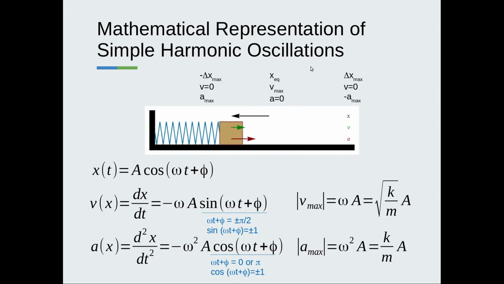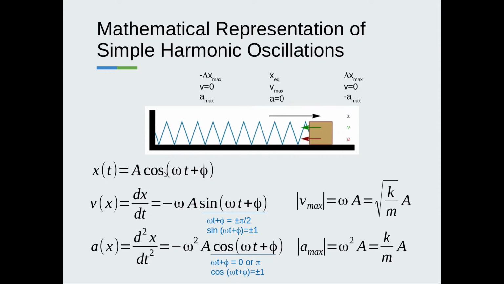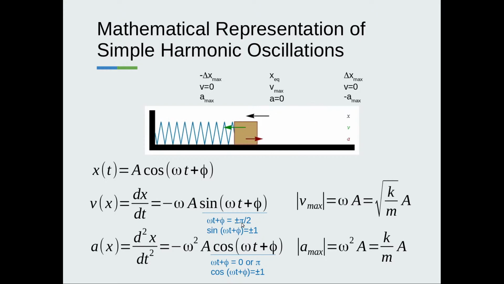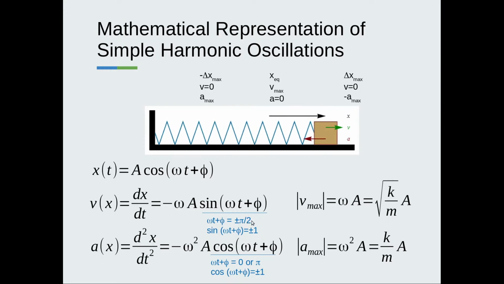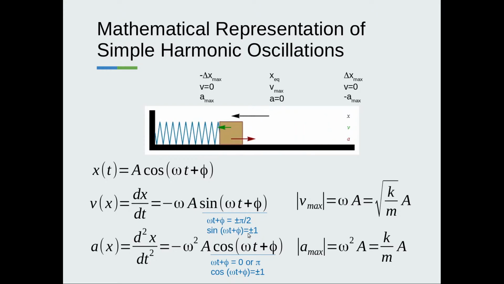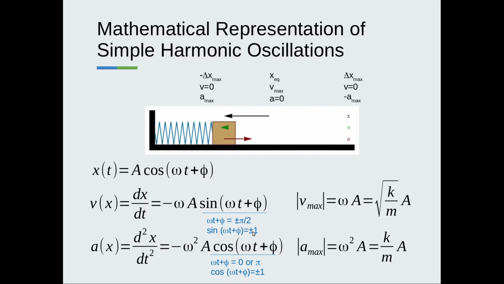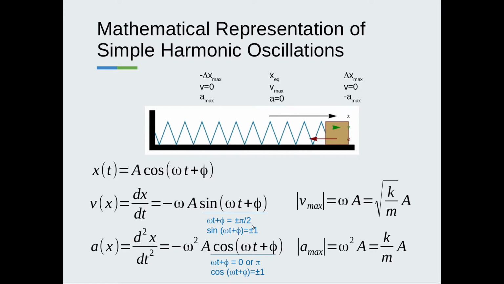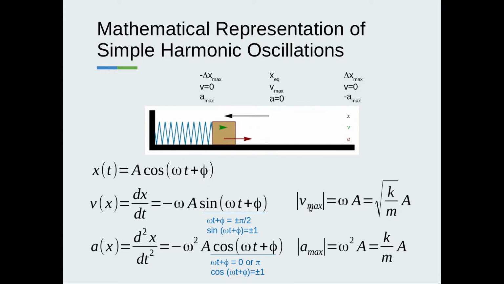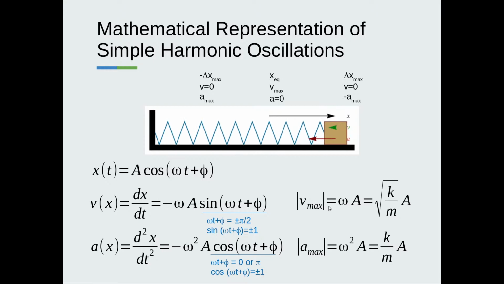Okay, so I think I don't need to go into the details, you can just check it out by yourself. And here is the important remark. So for the velocity, when the omega t plus phi, when the angle in the sine function is equal to plus or minus pi over 2, then your sine function turns into plus 1 or minus 1. And that is the critical point when you have the maximum velocity. So this is how you get the maximum velocity.